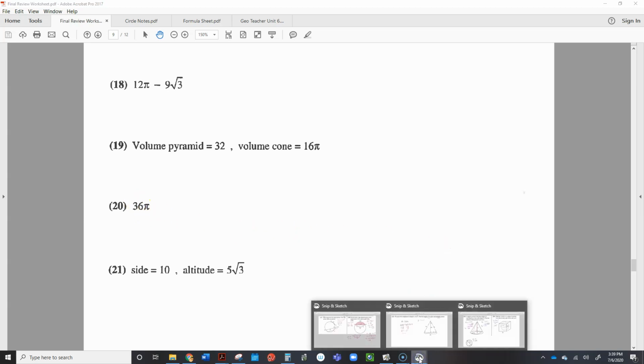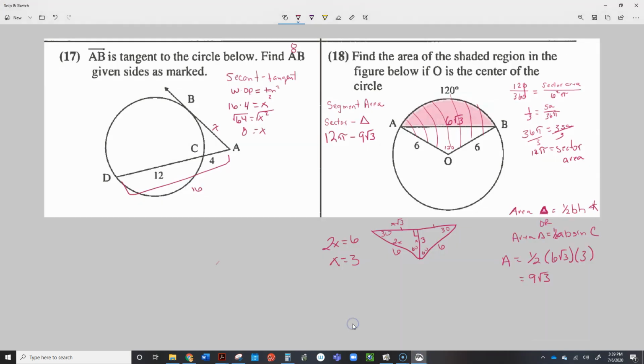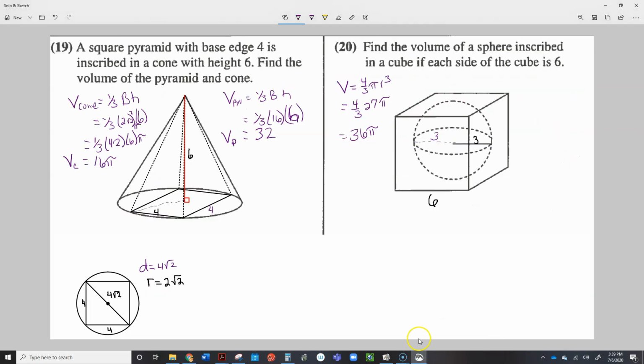All right, that's all the pictures that I have up. Yep, we did that one. I did it out of order. We did 17, 18, 19, 20, and 21. Okay, so the next video will start with number 22.